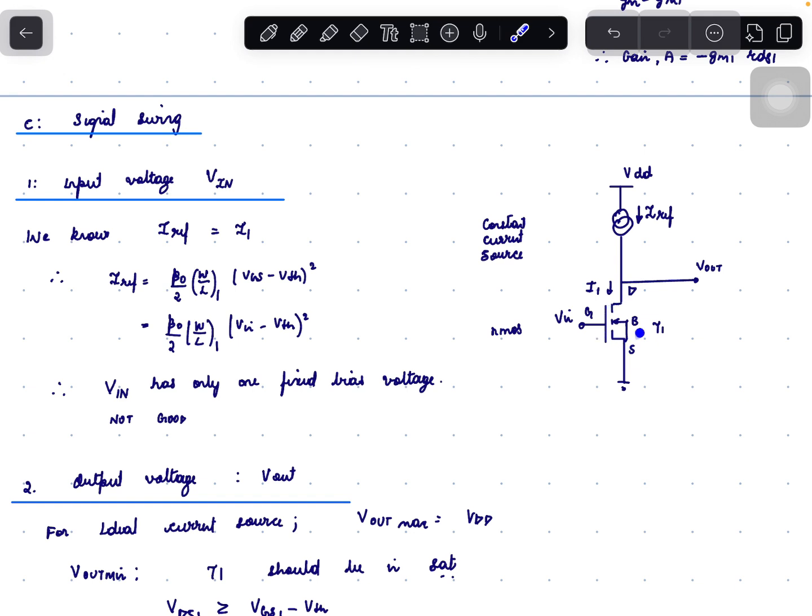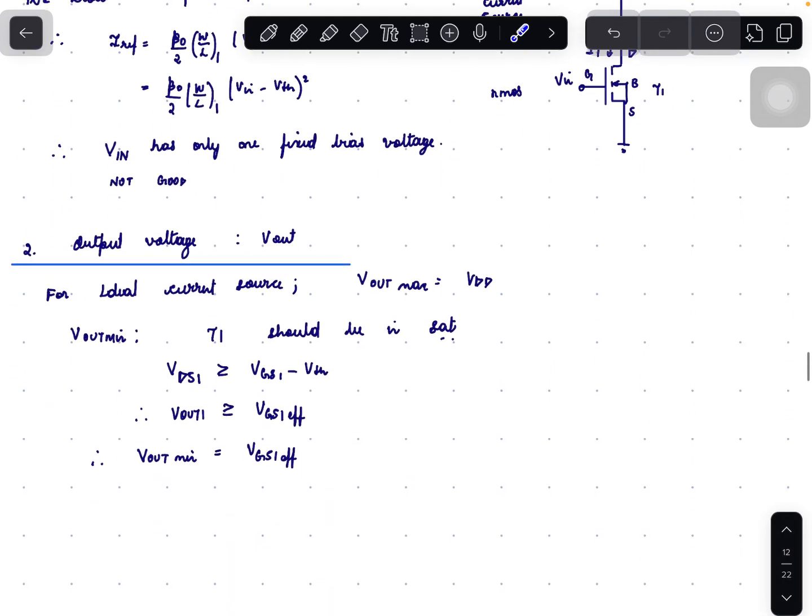This results in a current higher than Iref, that is Iref plus delta I, or higher value. And with the higher bias voltage, the current through T1 is higher, so the drain to source voltage tries to reduce, and this transistor might go to the linear region, which is not good.